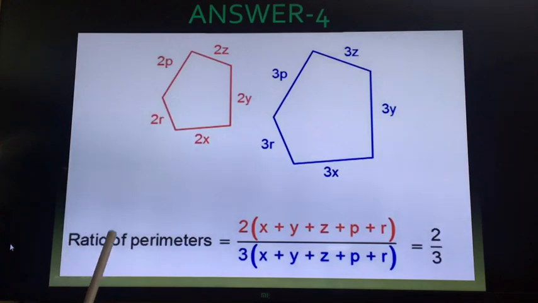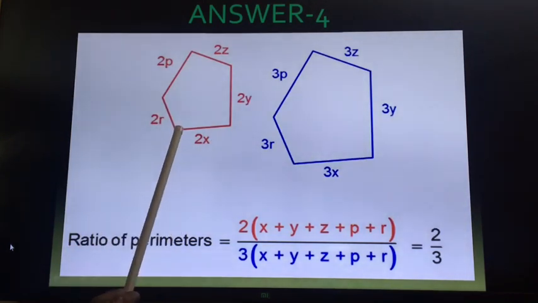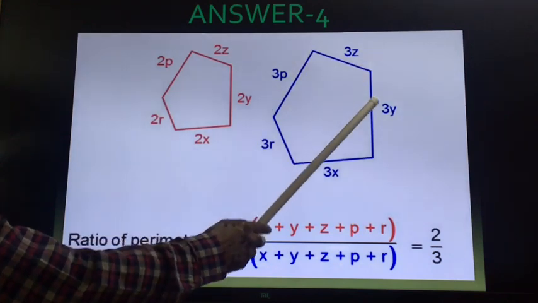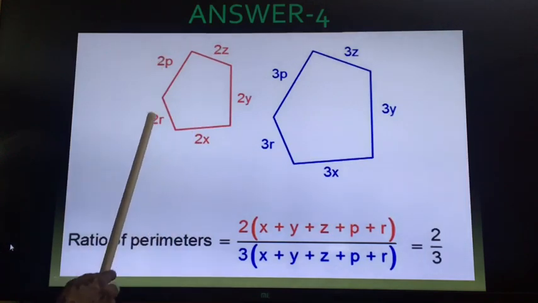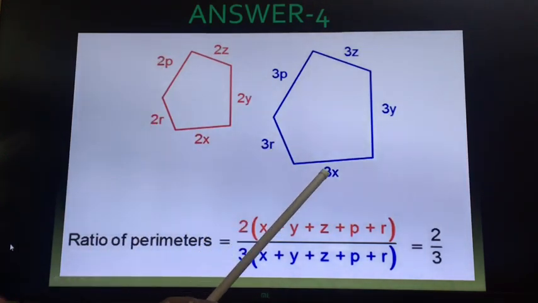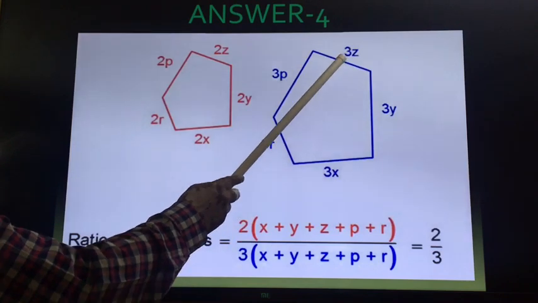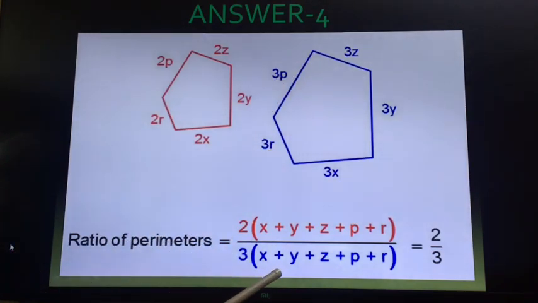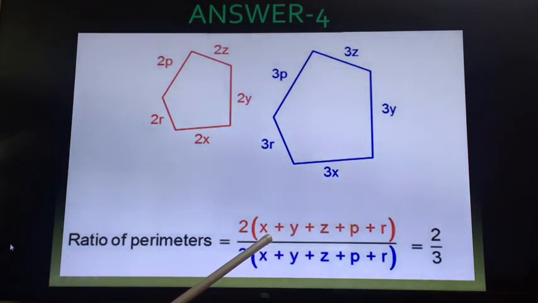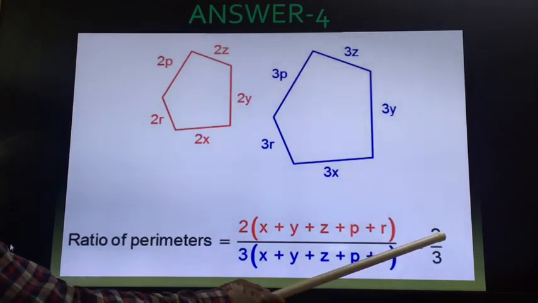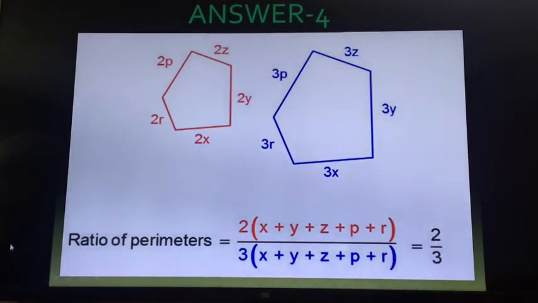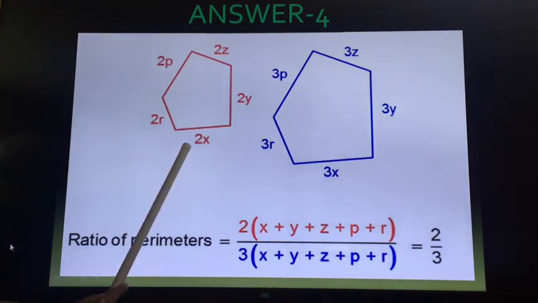Ratio of the perimeter means the sum of all sides of this figure upon sum of all sides of this figure. So here 2x plus 2y plus 2z plus 2p plus 2r upon 3x plus 3y plus 3z plus 3p plus 3r, then 2 common from the numerator and 3 common from the denominator, and here x plus y plus z plus p plus r is the same, we can cancel, so we will get 2 upon 3. So ratio of their perimeters is equal to 2 upon 3.